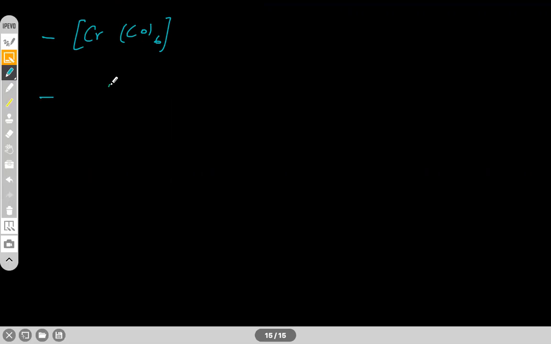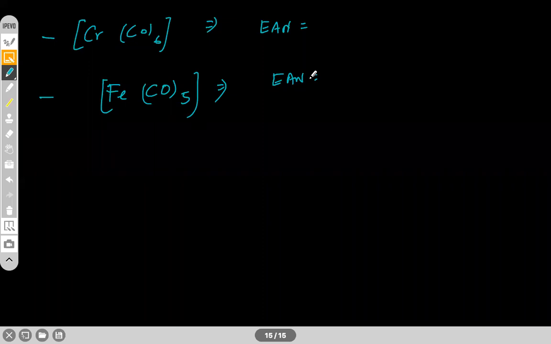Calculate effective atomic number here. And the next one is Fe(CO)5. CO here is the carbonyl ligand. Okay, don't get confused with cobalt. If CO is not the central metal atom, it is a ligand, right? If it is not a ligand, then it is cobalt. Calculate the effective atomic number for these two. What are you getting? EAN value here and EAN value here. You are getting the same in both.